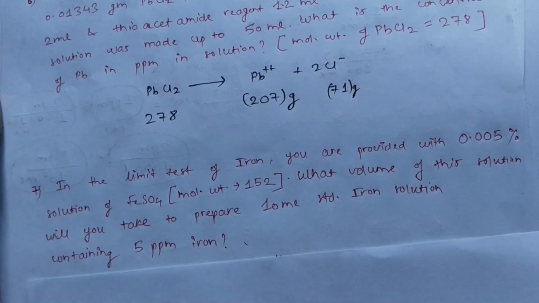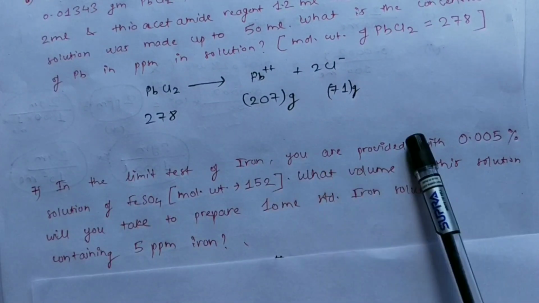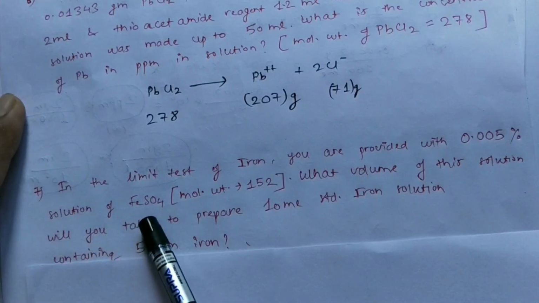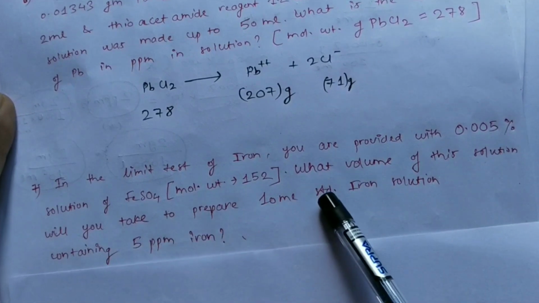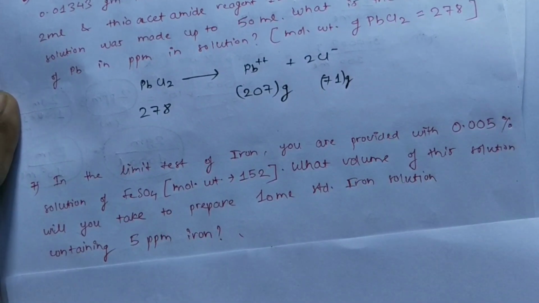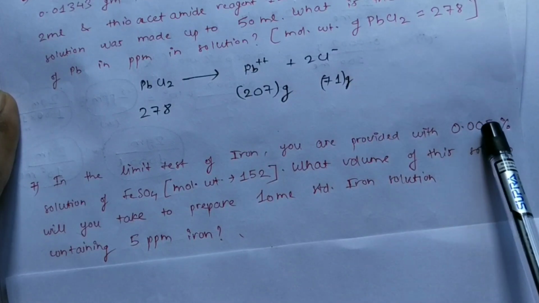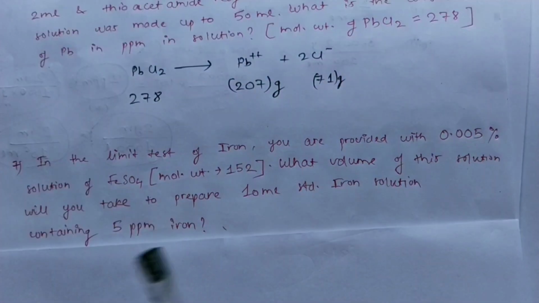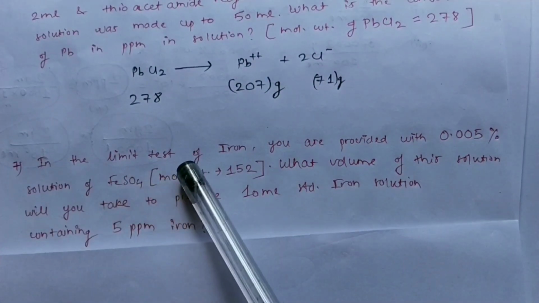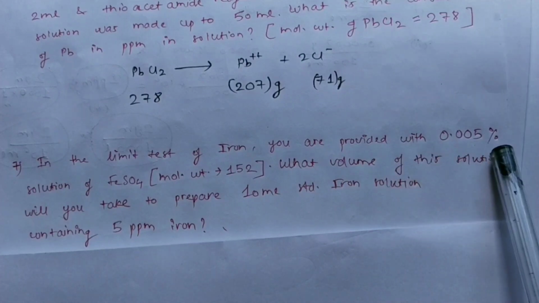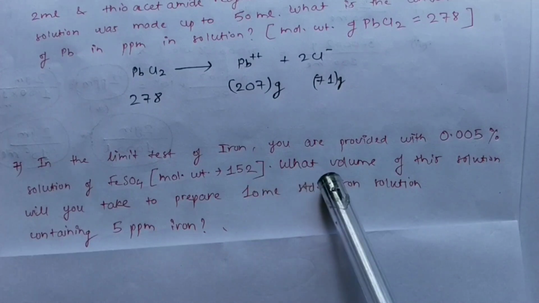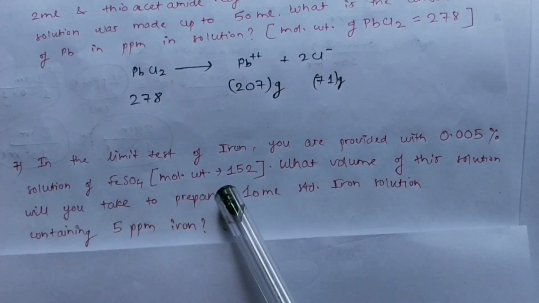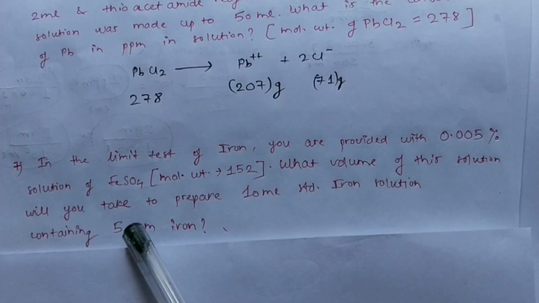Similarly, one more question. This is the last question. In the limit test of iron, you are provided with 0.005% solution of iron sulfate, molecular weight 152. What volume of this solution will you take to prepare 10 ml standard iron solution containing 5 parts per million? See, the question is easy.